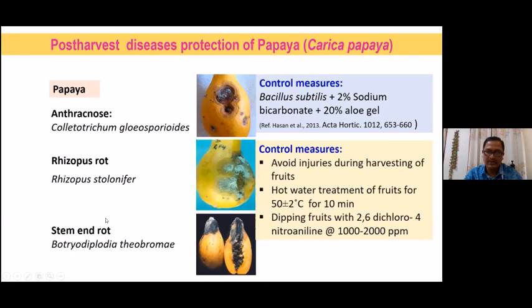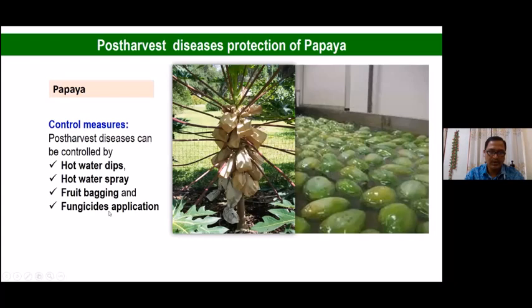That will help to eliminate these organisms, these fungi. Dipping fruits in 2,6-dichloro-4-nitroaniline can help to eliminate this pathogen. And I show you here some references available that Bacillus subtilis can help to eliminate anthracnose and rhizopus rot. So in this way, we can save papaya from these post-harvest diseases. Another practice we used to do here is fruit packing and fruit washing, as well as dipping in fungicide, that will help to eliminate the post-harvest fungal diseases.